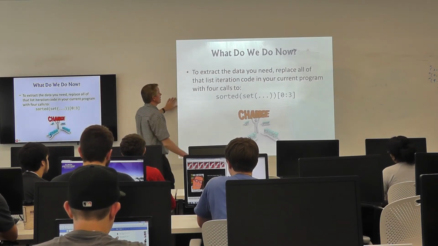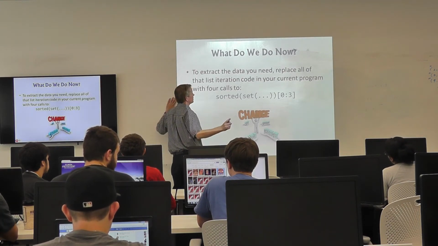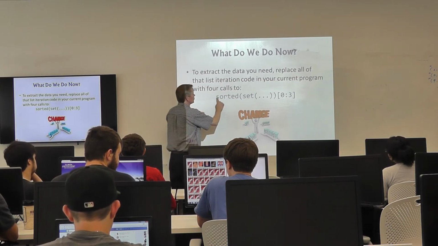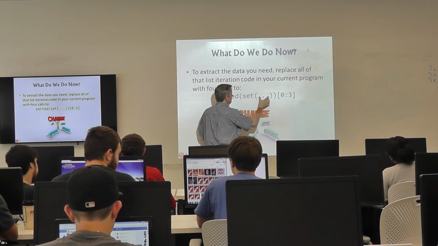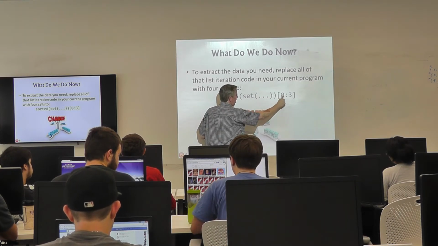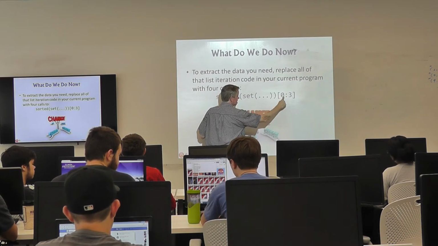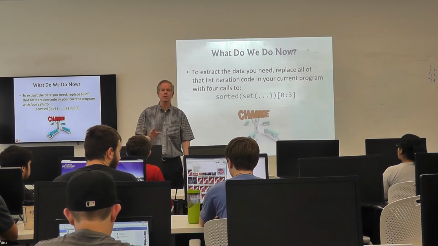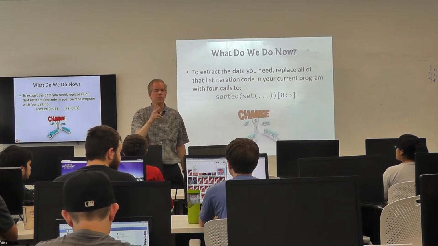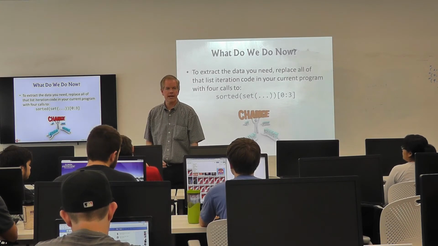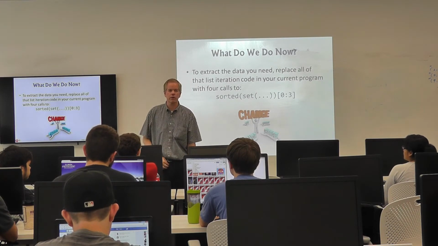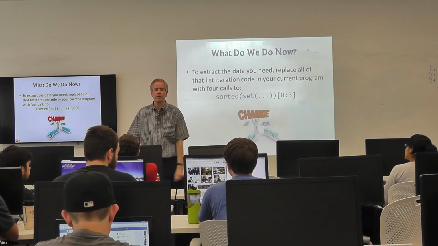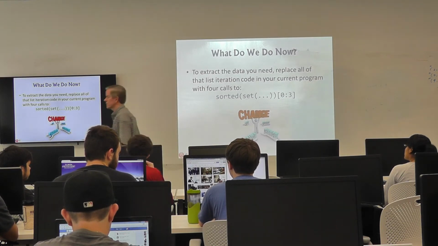To extract the data that you need, replace all that list iteration code in your current program with a call to sorted, set, so the set name, and then the slice, 0 to 3. So we don't have to worry about stepping through lists or creating a duplicate list. We'll just throw it in a set. That'll take care of all the duplicates going away, and then we'll just print out a sorted version of the set, and we'll just pull off the three top values. Give it a shot, see what it looks like.